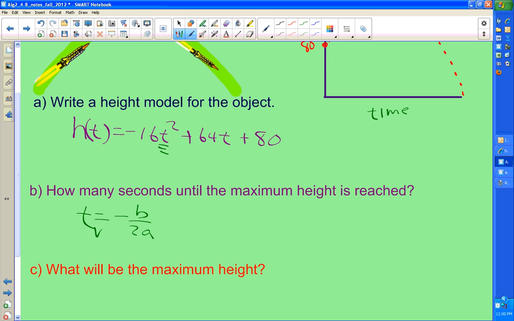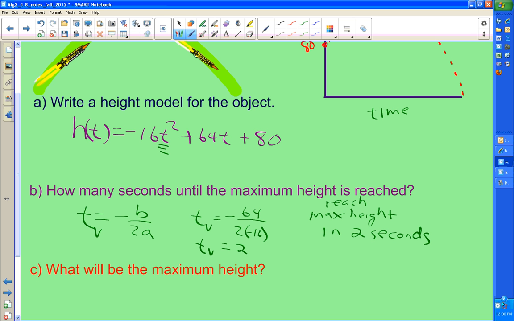So in this equation, t for your vertex is going to be the opposite of 64 over 2 times negative 16. That's going to give you a t-coordinate of your vertex of 2. How many seconds until the maximum height is reached? Max height in 2 seconds. So it's going to reach the max height in 2 seconds. Questions in words, answers in words. Don't write t equals 2. Answer it in words for us.